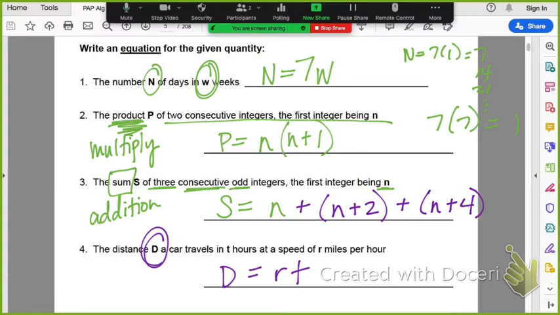But if I did not know that, if I didn't remember from science class, what about this sentence tells me that they're multiplied together? A car travels t hours at a speed of r miles per hour.